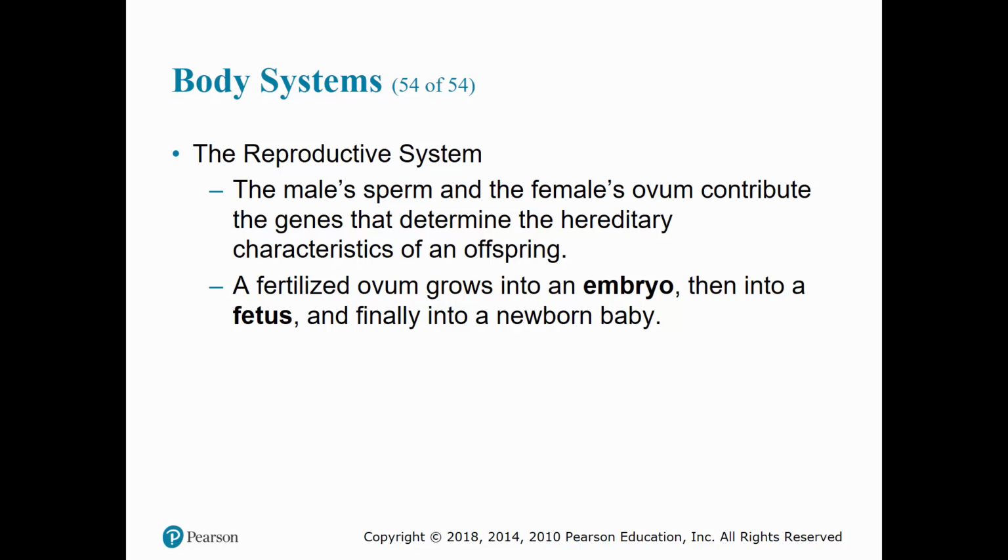The reproductive system of women and men consists of complementary organs that function to accomplish human reproduction. The male sperm and the female's ovum contribute the genes that determine the hereditary characteristics of an offspring. A combination of a single sperm with a single ovum forms a fertilized ovum, which then grows into an embryo, then into a fetus, and finally into a newborn baby.